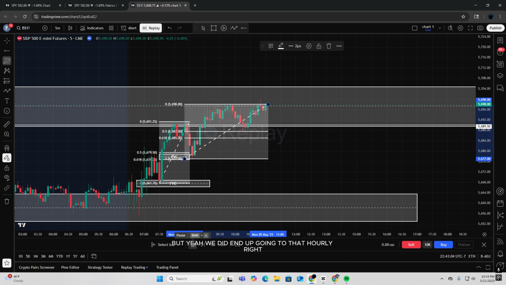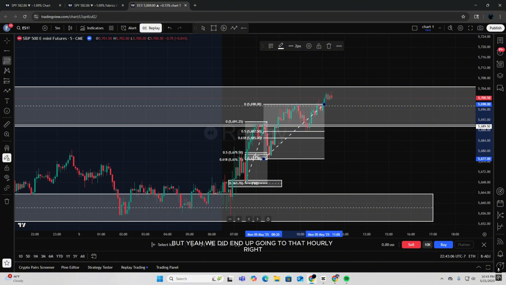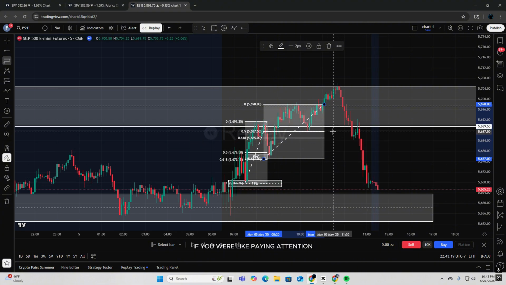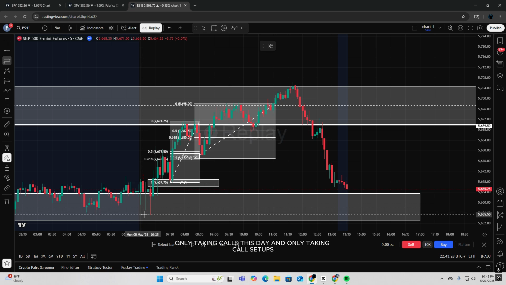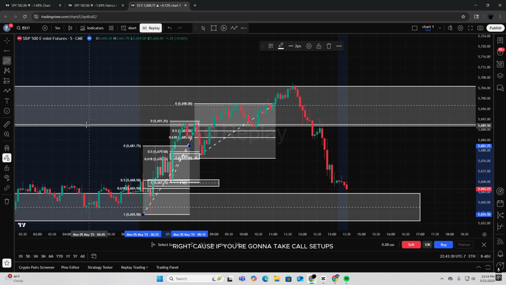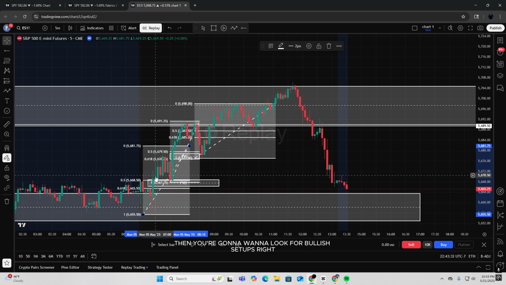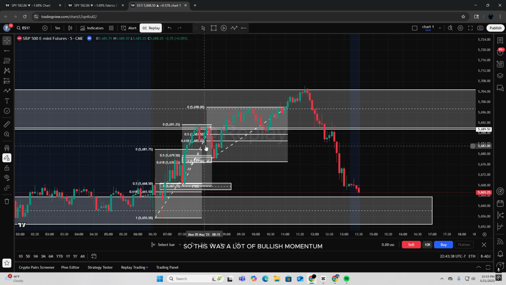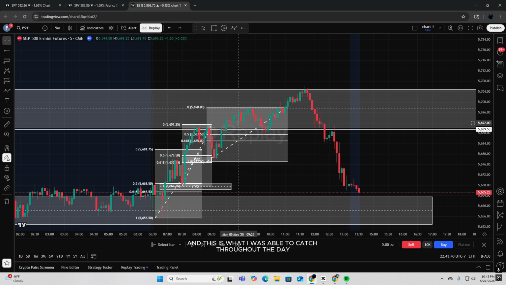But yeah, we did end up going to that hourly, right? We didn't inverse it. We did get a rejection, which actually led to the sell-off, right? Which you could have also taken this trade as well if you were paying attention. Only taking calls this day and only taking call setups, right? Because if you're gonna take call setups, then you're gonna want to look for bullish setups. You're not gonna take calls in a bearish setup, right? So this was a lot of bullish momentum, and this is what I was able to catch throughout the day.